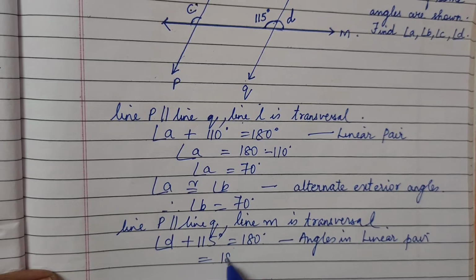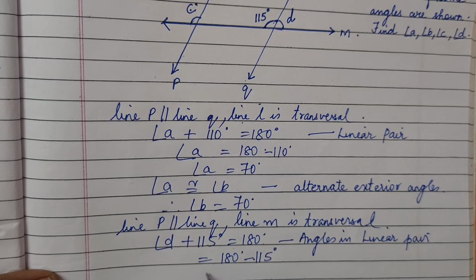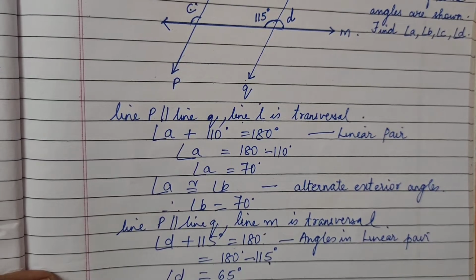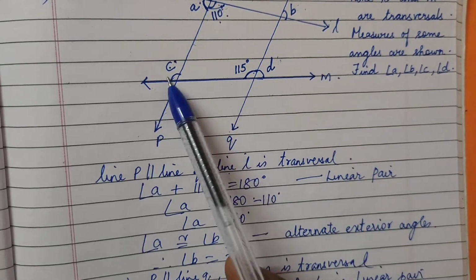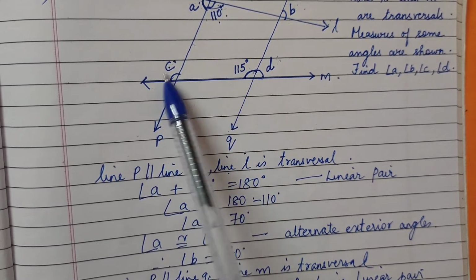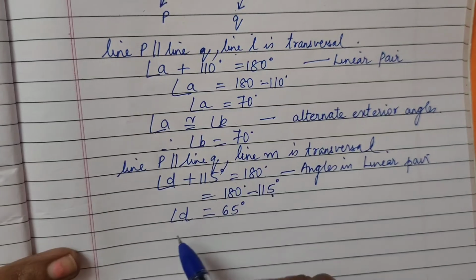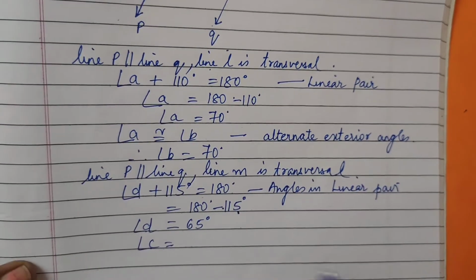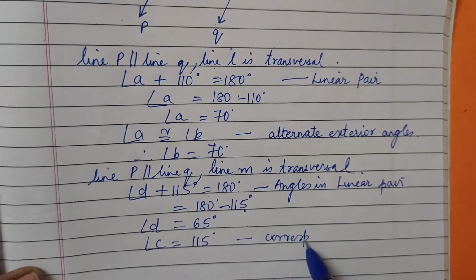Once you have written this, can we find angle D here? Yes, this 180 degrees, this 115 degrees goes to this side and becomes minus 115 degrees. So 180 minus 115 is 65 degrees. That is, angle D is 65 degrees. Now we have got D as 65 degrees. Now we need to find C. See, on this transversal, this and this are equal because of corresponding angles. So we can write directly: angle C equals 115 degrees because of corresponding angles.